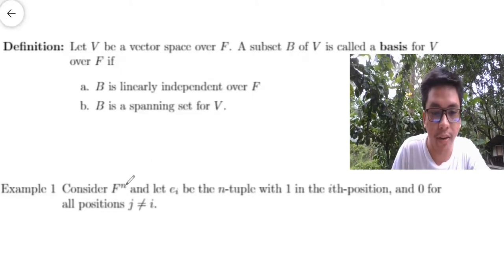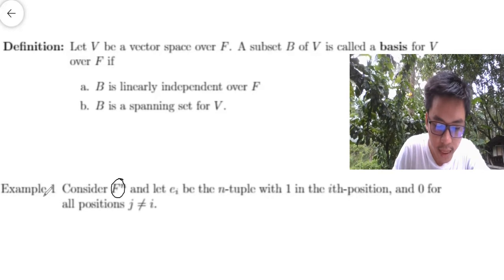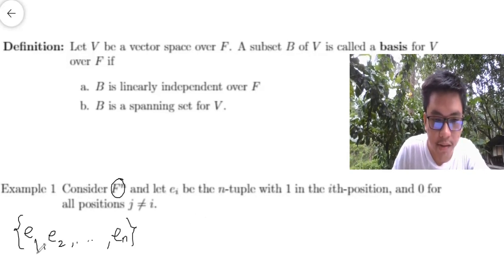So let's consider this for example. You have F^n here, and let e_i be the n-tuple with 1 in the ith position and 0 in all positions j not equal to i. If you take the set {e_1, e_2, up until e_n}, then this set is a basis for the vector space F^n. In fact, this is called the standard basis for F^n.